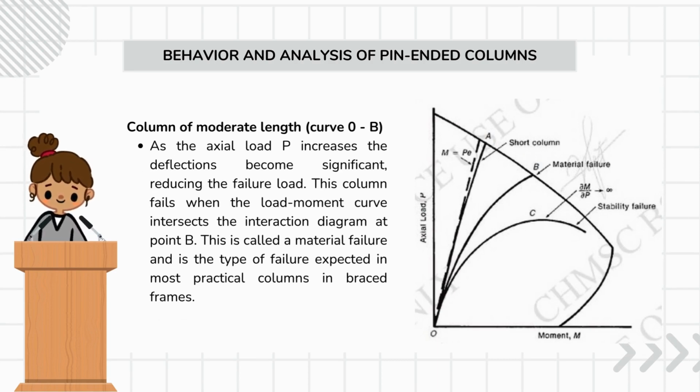For the column of moderate length, curve 0 to B, as the axial load P increases, the deflections become significant, reducing the failure load. This column fails when the load moment curve intersects the interaction diagram at point B. This is called a material failure, and is the type of failure expected in most practical columns in braced frames.